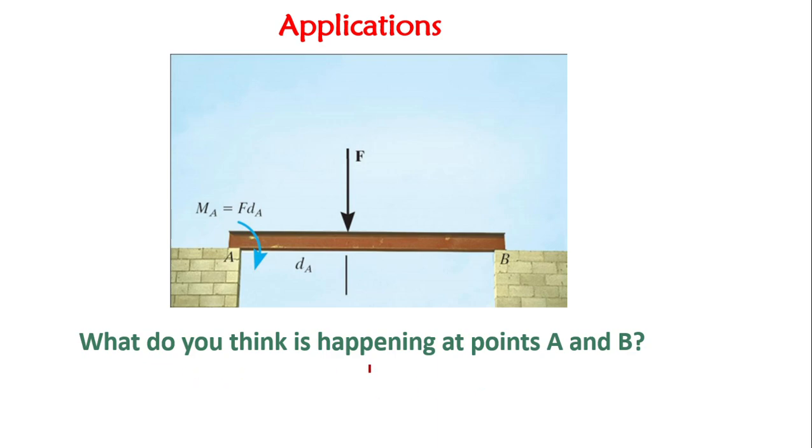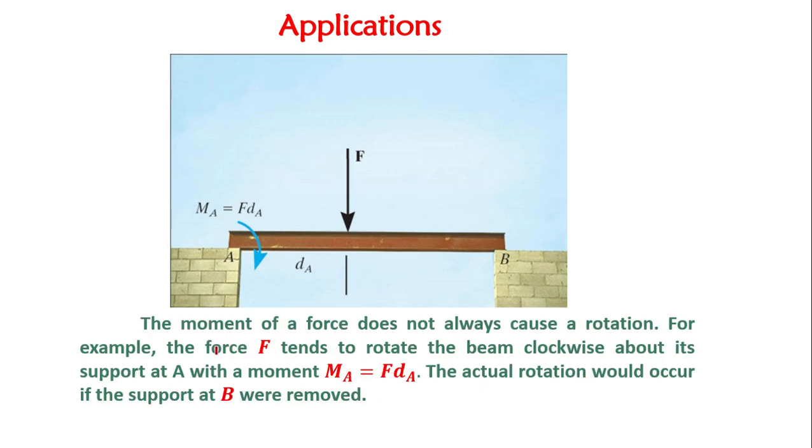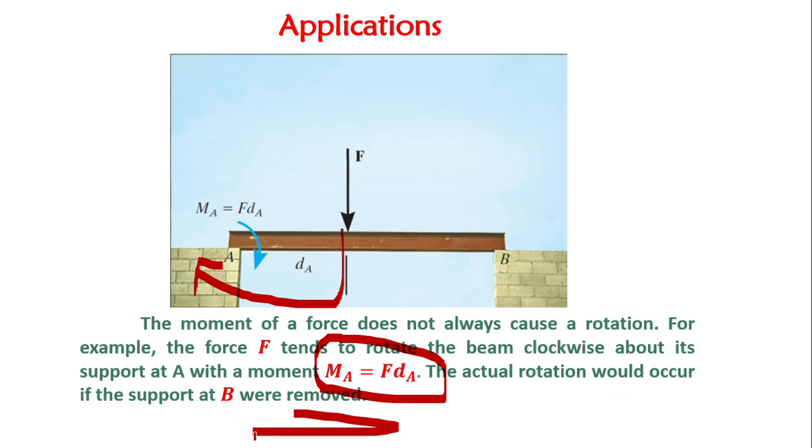So, what do you think is happening at the point? Yan, tanggalin natin. So, sabi dyan, the moment of the force does not always cause a rotation. For example, the force F tends to rotate clockwise, yan nga yun, about its support at A with the moment of this one. So, the actual rotation would occur if the beam at B were removed. Mangyayari yan talaga kasi babagsak yan, di ba?